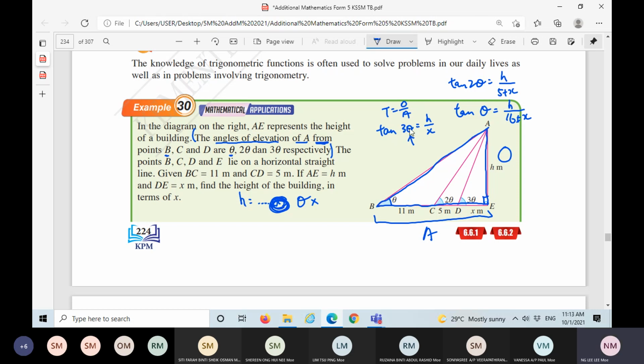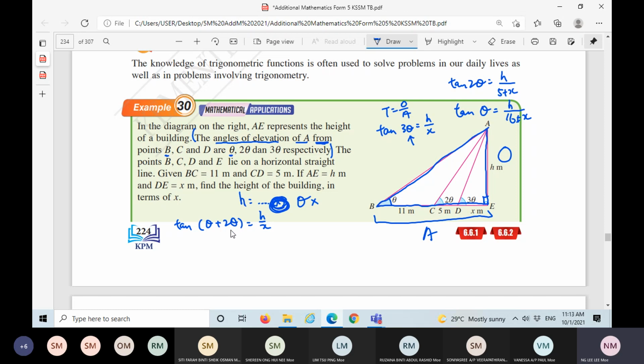Okay, now how to change this theta? What I can see, actually 3 theta is made up of theta plus 2 theta. Let us try. So tangent 3 theta, instead of 3 theta, now I write it as theta plus 2 theta equals H over X. This 3 theta, now I change to theta plus 2 theta. 1 plus 2, so it's 3 theta, correct?